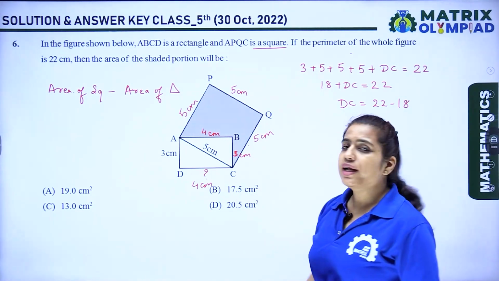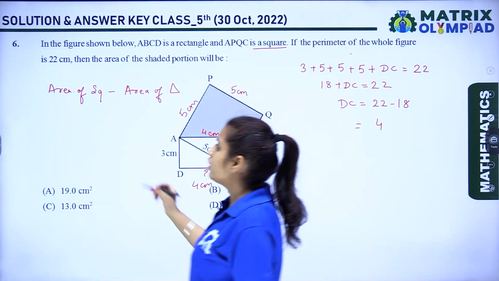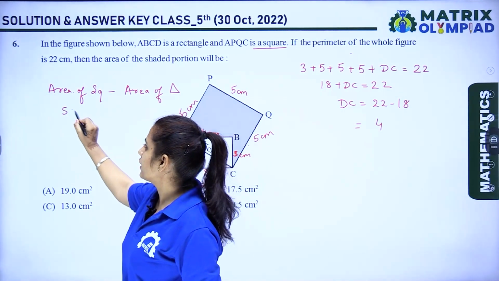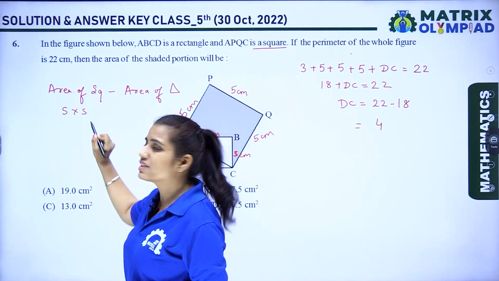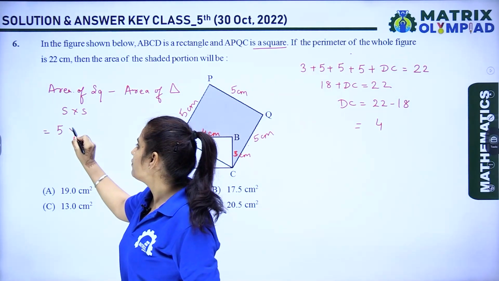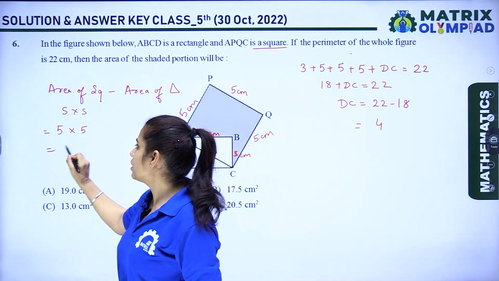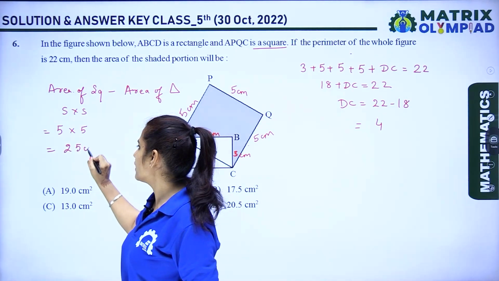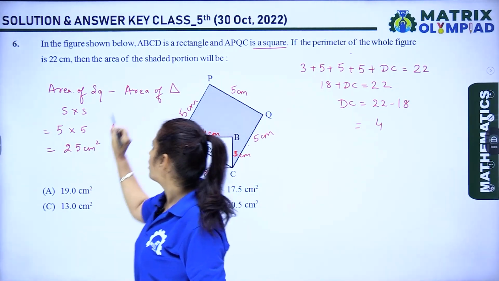Now let's find out the area of the square. Area of the square is side multiplied by side, and side is 5 centimeter. So 5 centimeter multiplied by 5 centimeter, which will give us 25 centimeter square.